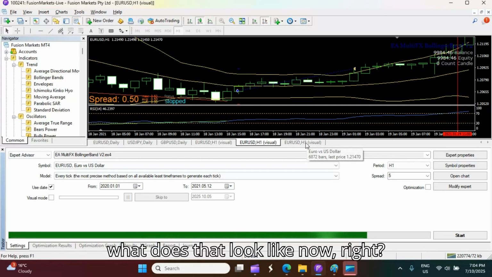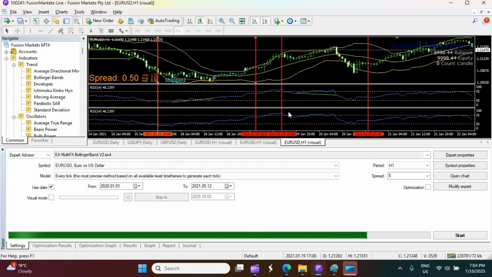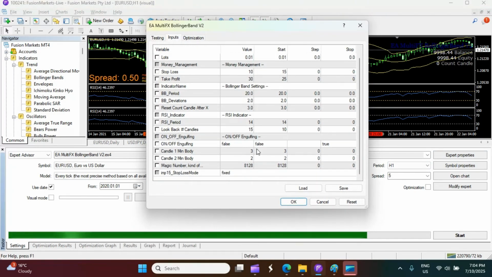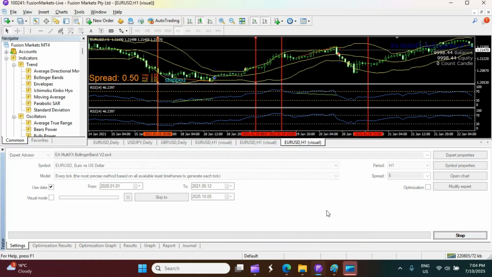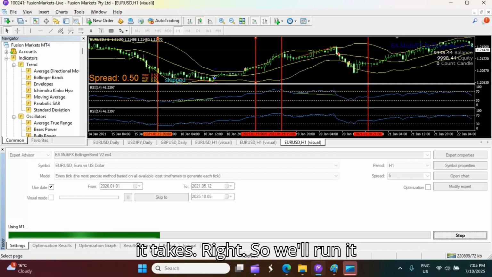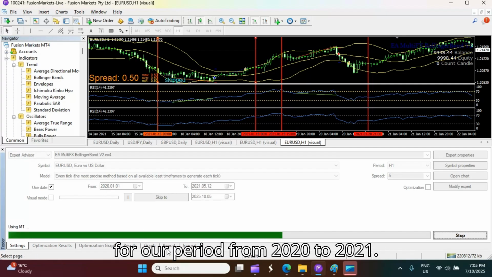So what does that look like now? Let's run the bot and see how many trades it takes. We'll run it for a period from 2020 to 2021.